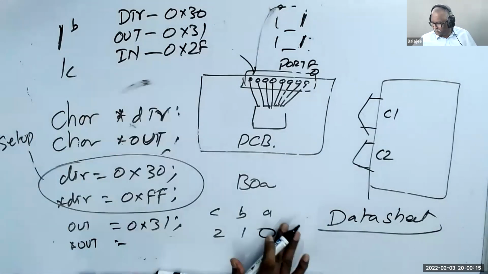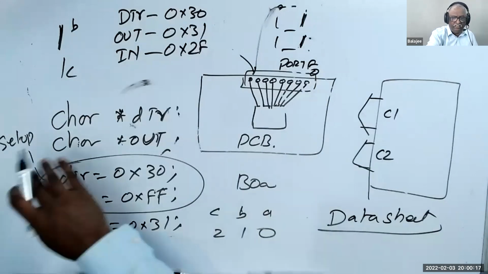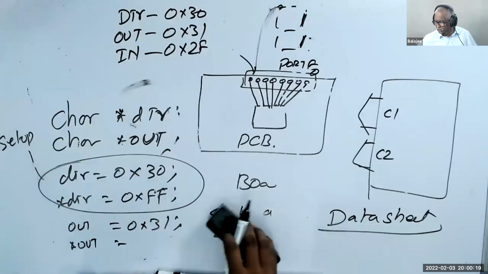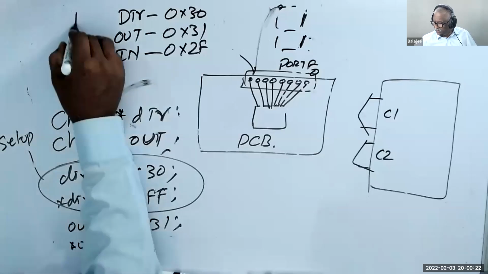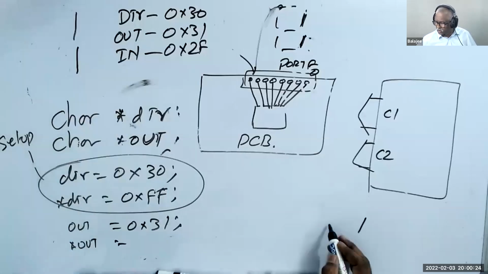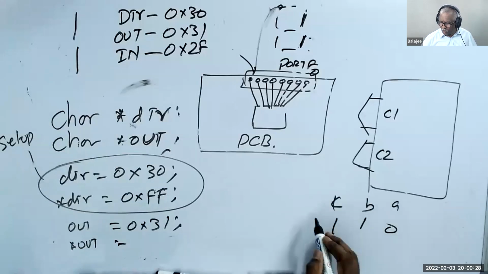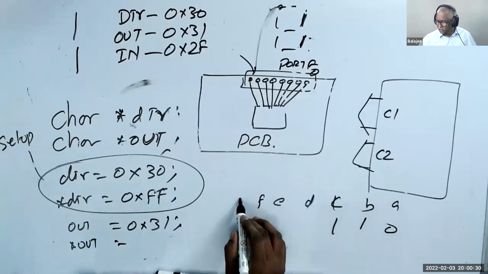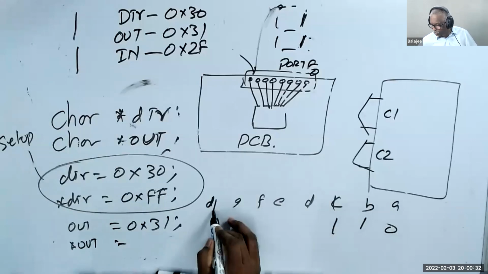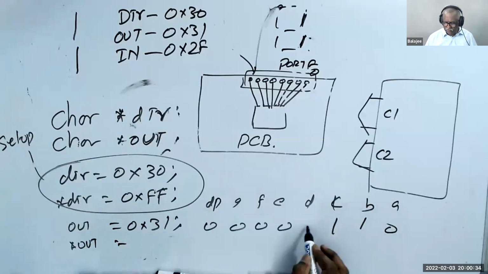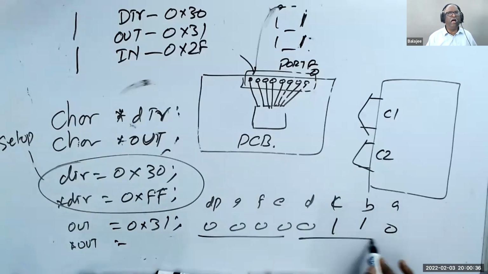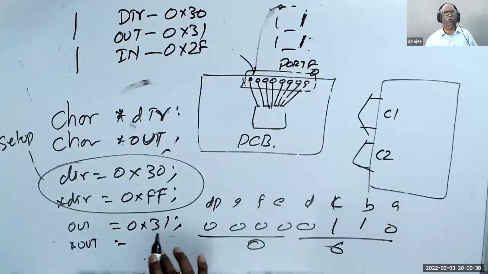Let me write it here. It's very clear. I want only B and C to be there. So B is 1, C is 1. A is 0, D, E, F, G, dot, all are zeros. That means if I write 06, I will get 1.